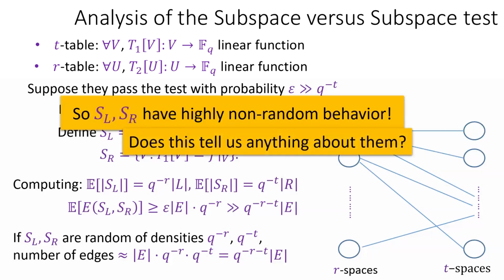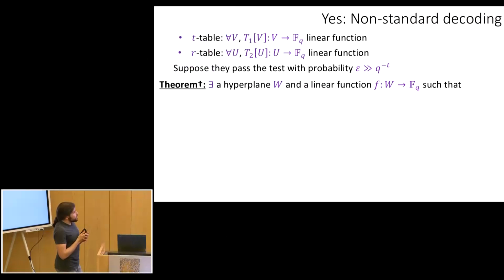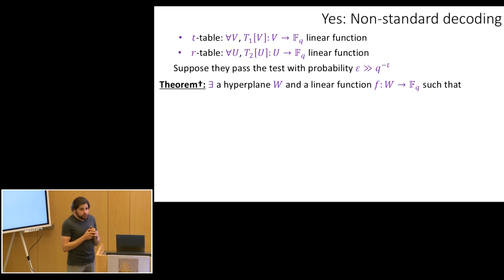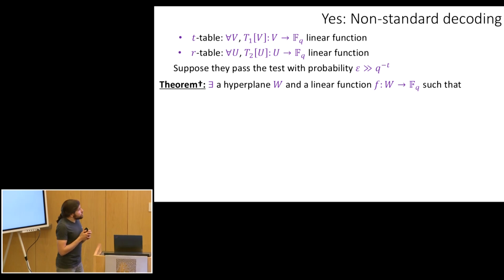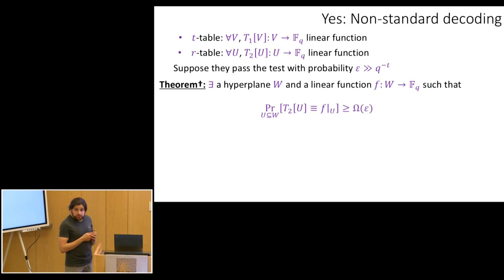So what can we say about these sets? It turns out that you can say something, and this is what you can say. I have a dagger there, which means that I'm lying, but something kind of like that is true. So you can basically prove that it looks like the example that I showed you. You can prove that, basically, it's not true again, but you can prove that there is some hyperplane and some linear function on it that largely agrees with the tables. And this is referred to as non-standard decoding, because I only managed to decode something on a small hyperplane.